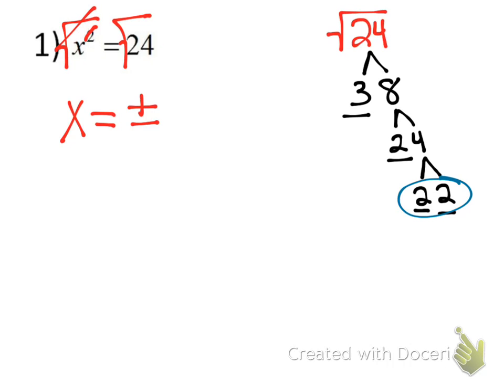So, these twos, right? They're escaping. They've partnered up. They're teaming up together. They're breaking out of that radical. So out front, right after that plus or minus, I'm going to have a 2.